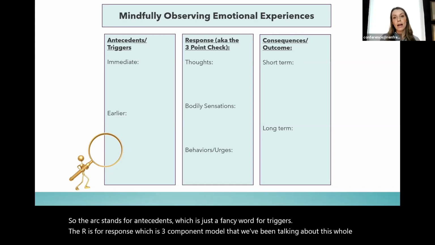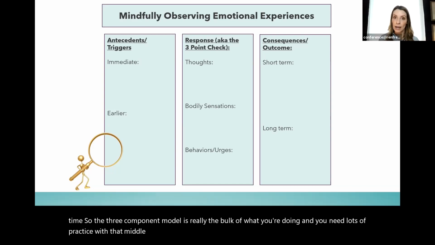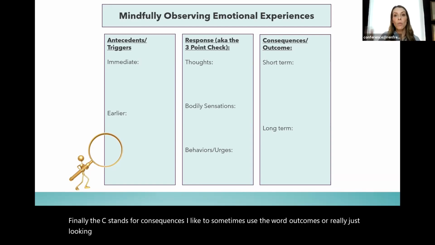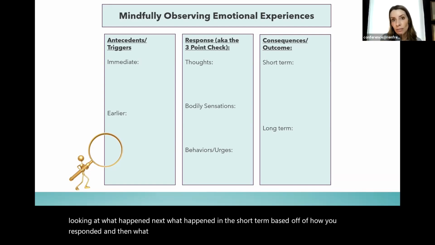So the 3-component model is really the bulk of what you're doing, and you need lots of practice with that middle row before you try an ARC. Finally, the C stands for consequences. I like to sometimes use the word outcomes. We're really just looking at what happened next, what happened in the short term based off of how you responded, and then what happened in the long term.